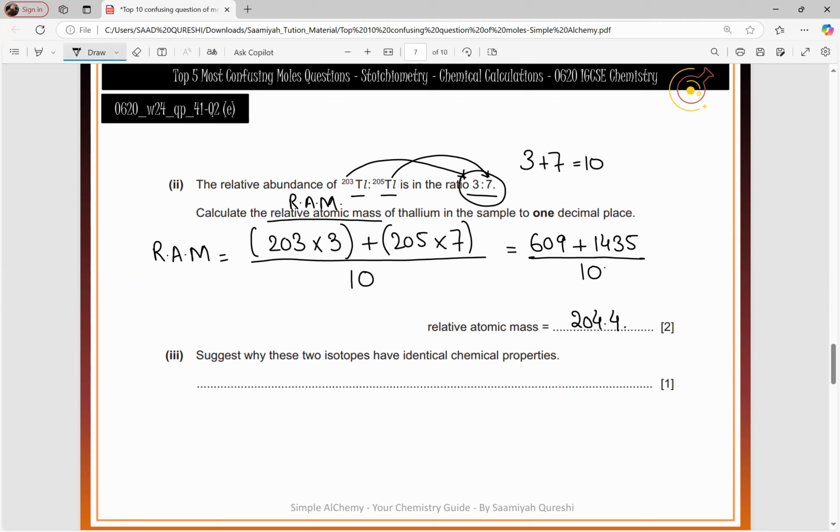Suggest why these two isotopes have identical chemical properties. As chemical properties depend upon the number of electrons present in the outer shell, and in isotopes, there is the same number of electrons in the outer shell. So we'll write here that these two isotopes have identical properties due to the same electronic configuration.